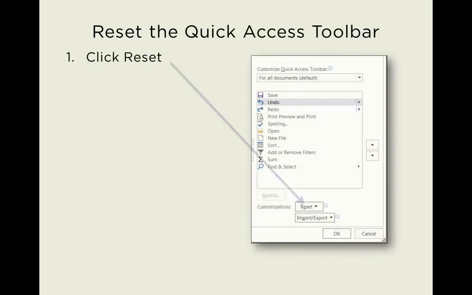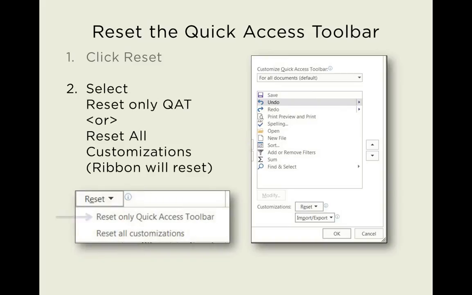The Quick Access toolbar can always be reset to its original state. This can be helpful in many situations, especially if you know how to save your customized Quick Access toolbar with the import/export process we just described. To reset, click the Reset button. From there, choose Reset Only the Quick Access toolbar. If the ribbon has been customized, a second option will allow you to reset it as well.